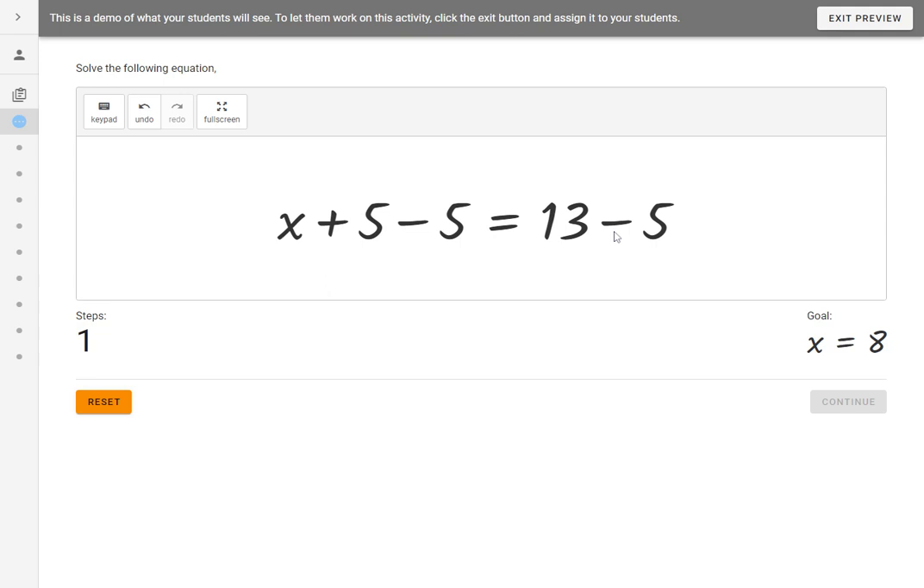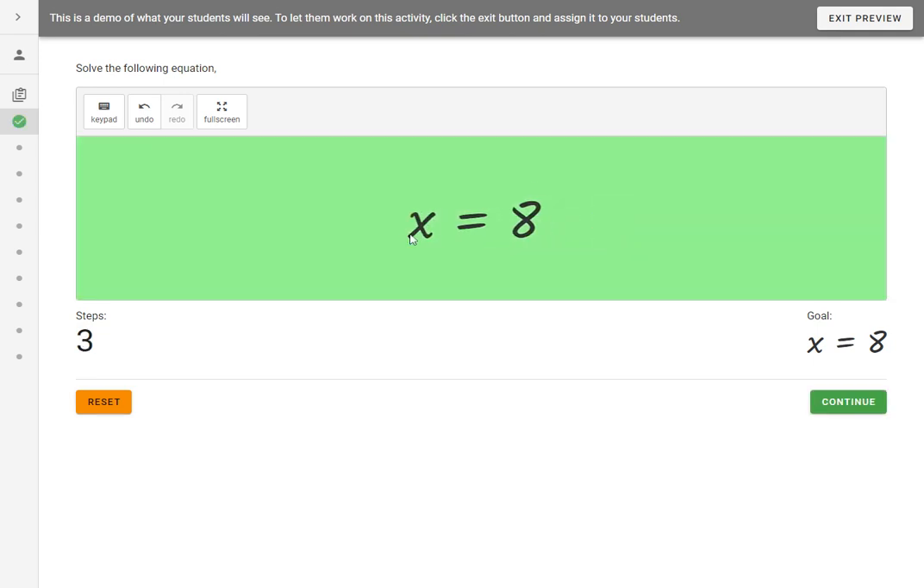Now we need to actually do the subtraction. Remember, to perform operations in Graspable Math, you click on that operation and it will do it. So 13 minus 5 is 8. And the 5 and the minus 5, of course, will cancel, and you'll be left with just x equals 8, which was our goal.